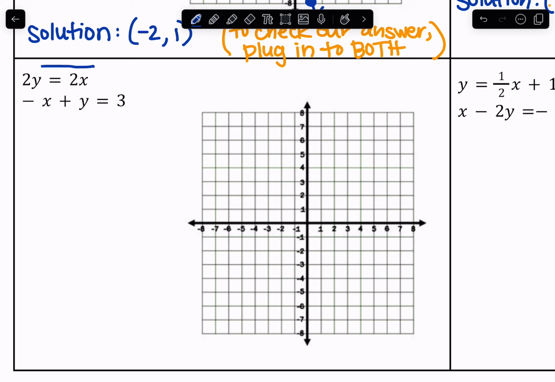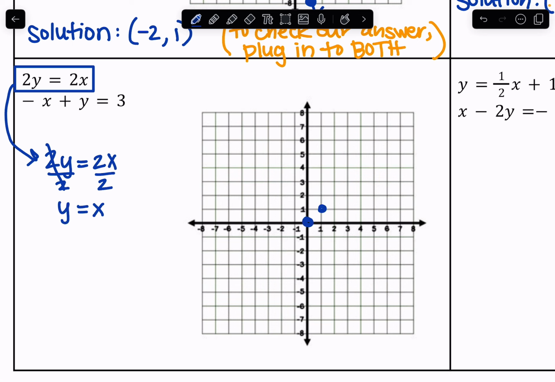All right, next one I have 2x equals 2y. So I'm going to graph that in blue. I am going to come down here just to make it a little bit easier to graph. If I have 2y equals 2x and I divide both sides by 2, I have y is equal to x, which looks really weird, but all that means is the y-intercept is 0 and my slope is 1. So it's going to give me this line here. Connect my dots. So that's the first line.